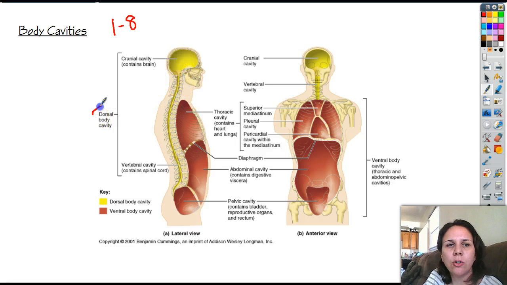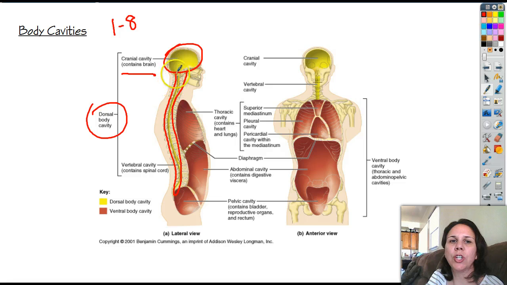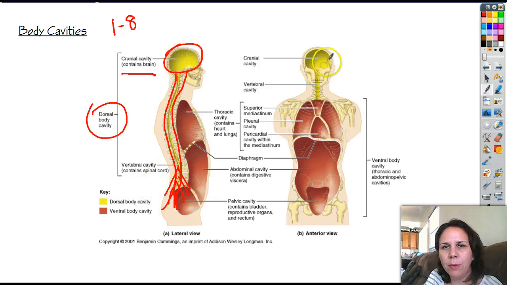The yellow ones are your dorsal body cavity. Dorsal means towards your back. So these are all the guys that are on the dorsal side. And your dorsal body cavity is made up of two smaller cavities, your cranial cavity, which holds your brain and all the associated structures with it, and your vertebral cavity, which contains your spinal cord, and then it branches off into a whole bunch of nerves from there, but those leave the cavity. So from the front side, if you were to look, you would be able to see all of your cranial cavity and just a portion of the vertebral cavity.